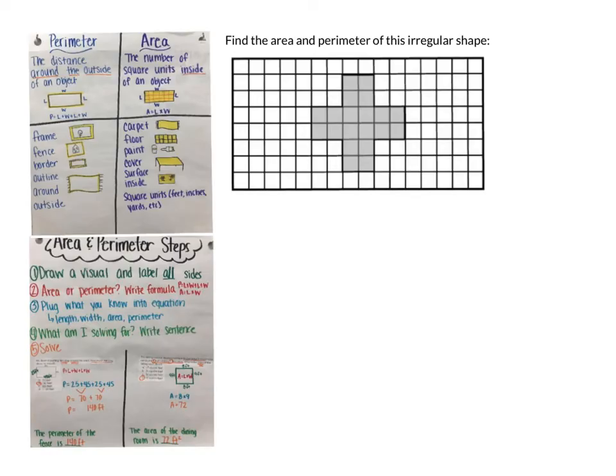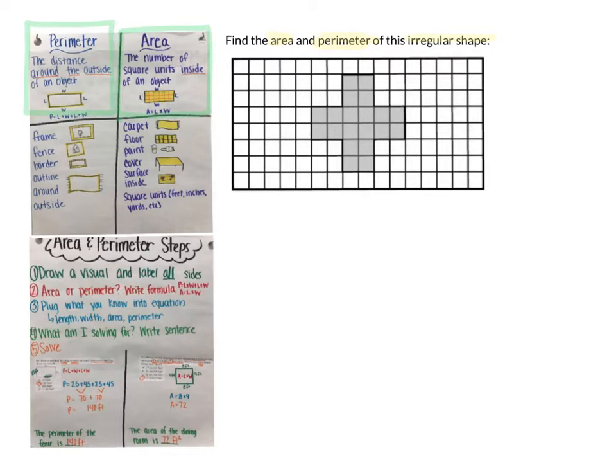Find the area and perimeter of this irregular shape. Alright, so let's take a look at what they give us. I see a piece of grid paper and I see a shape shaded in gray. If you would like to draw this picture for yourself, go ahead and pause the video and draw it. Okay, so we're asked to solve for area and perimeter.